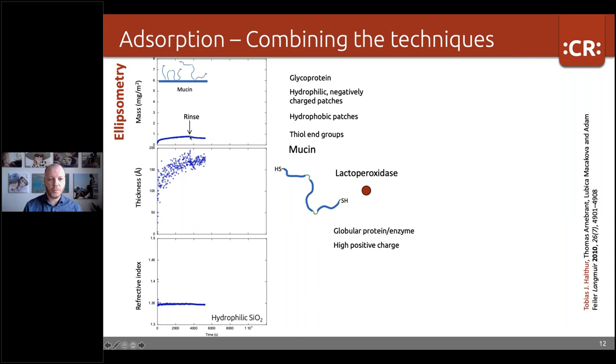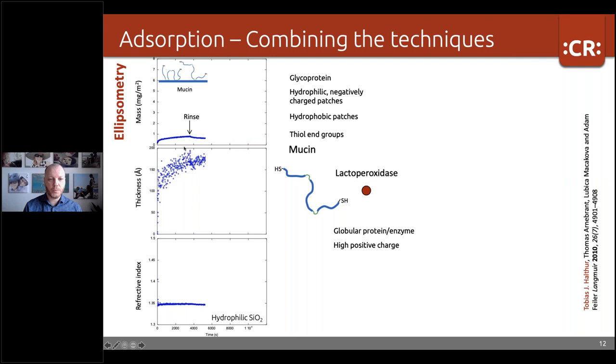The arrow here points to rinsing. So after adsorption for a while, I start to rinse. This is after an hour of adsorption. And you can see that most of the mucin stays attached. Nothing much happens. You also see some thickness information here, so that the layer is about 150 angstroms thick. So that's 15 nanometers. And this is the refractive index of that layer.